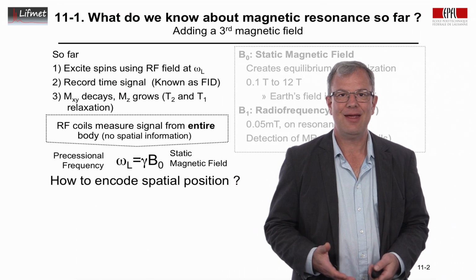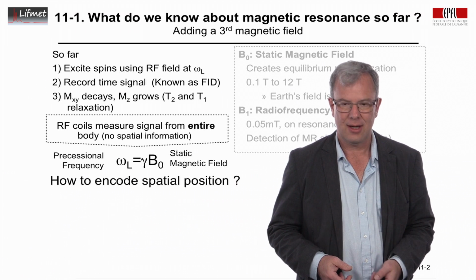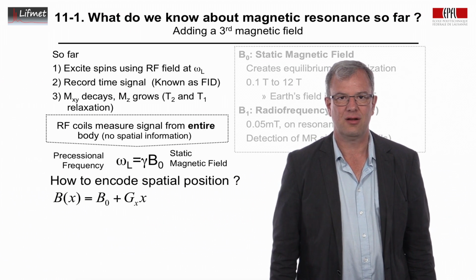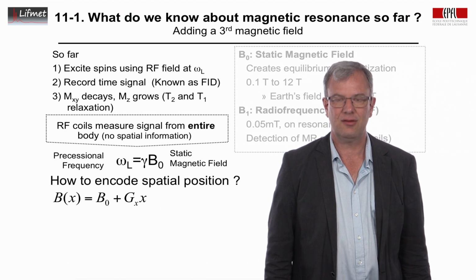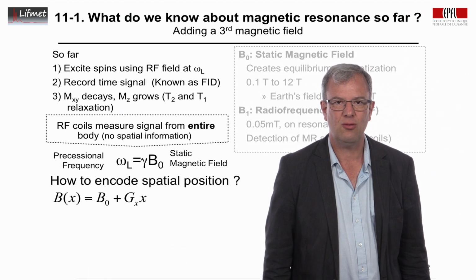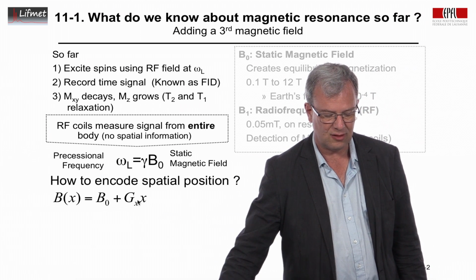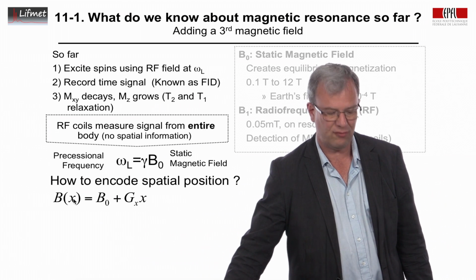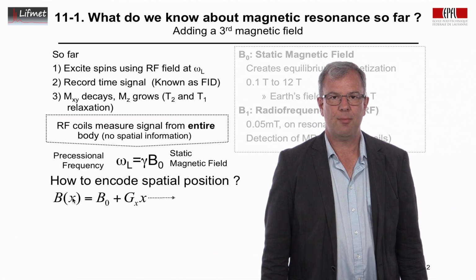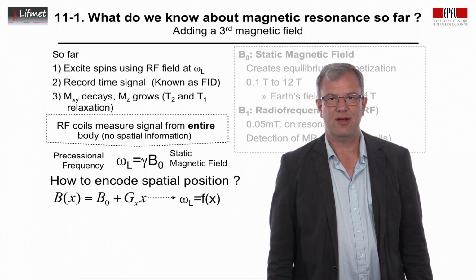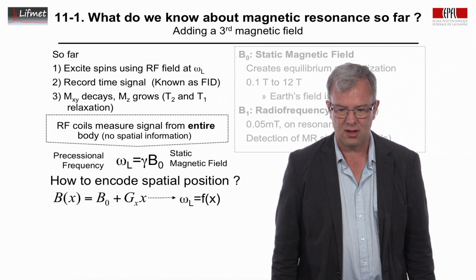Okay, so now how do we encode the spatial information? How do we get spatial information into our observation of the signal? And here the key is, let's suppose that we have the magnetic field along Z, the B0 field, and we add a small field that varies linearly with space. So that's the Gx times X term here. So now this magnetic field varies along X. What happens now? What we now have is that the Larmor frequency becomes a linear function of position.